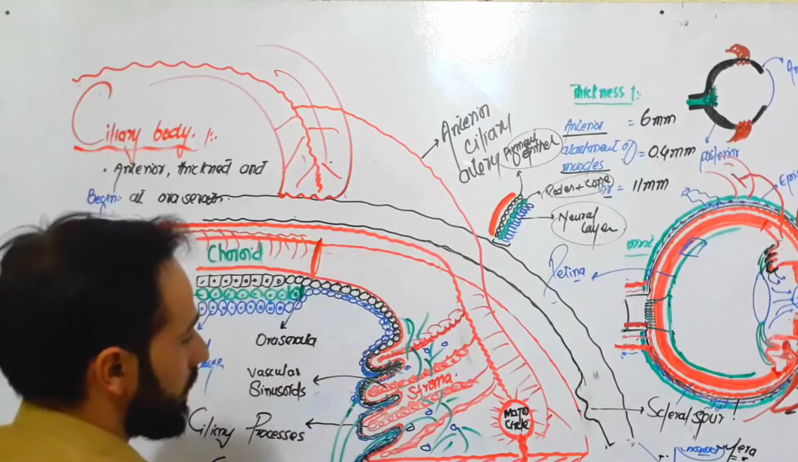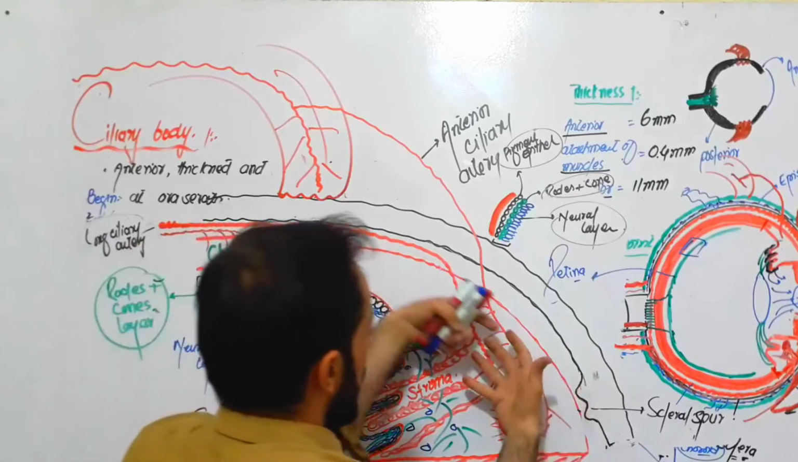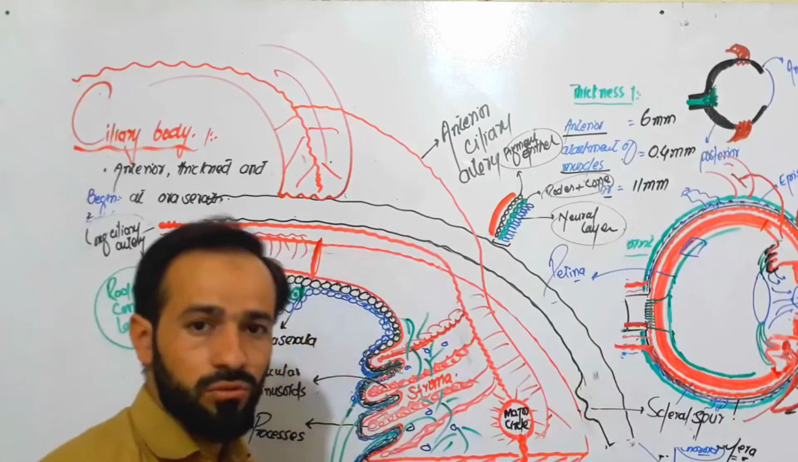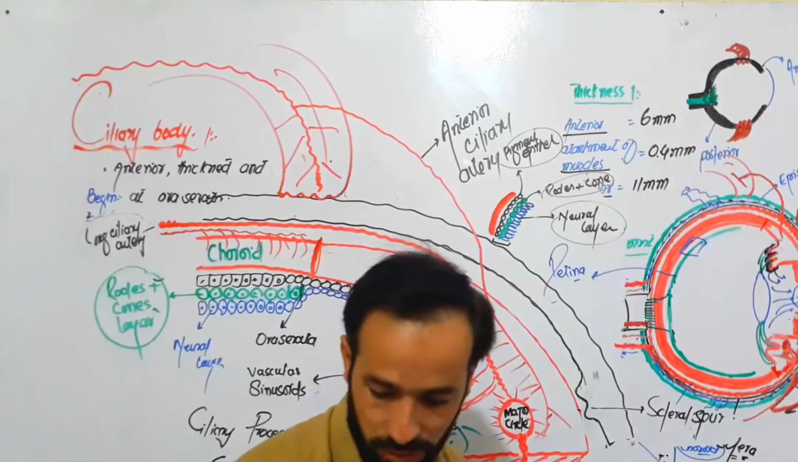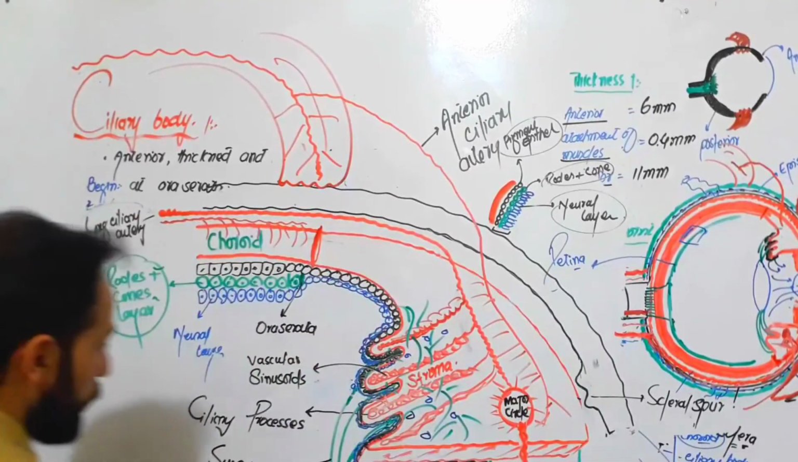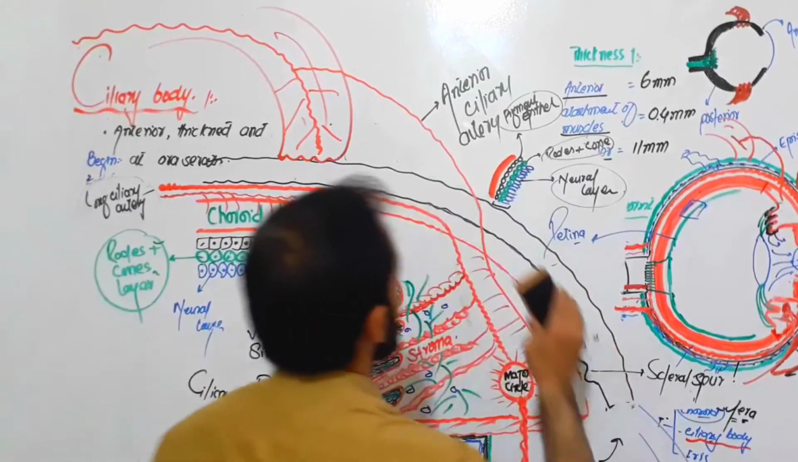The next important thing about the ciliary body is that it has three muscles. Those are called the ciliary muscles. So let me draw here a very simple diagram to show you the ciliary muscles.